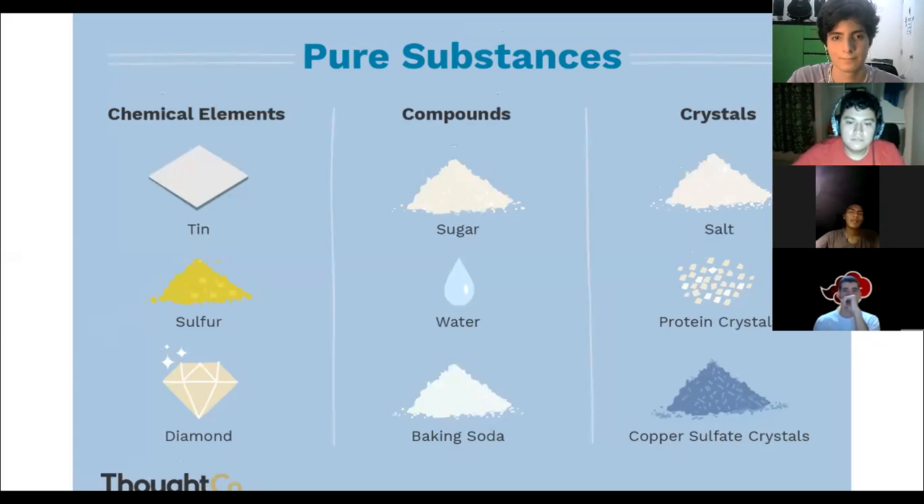The pure substance is divided into three parts: chemical elements, compounds, and crystals. Examples of chemical elements are tin, sulfur, and diamond. Examples of compounds are sugar, water, and baking soda. Examples of crystals are salt, protein crystals, and a copper sulfate crystal.